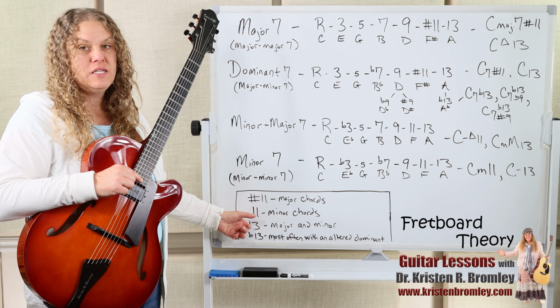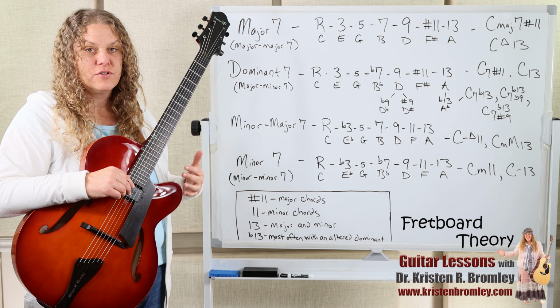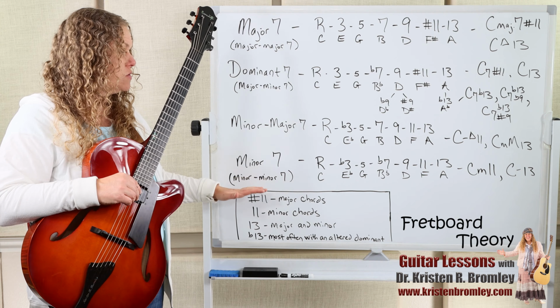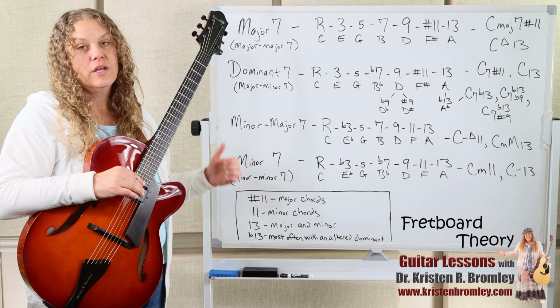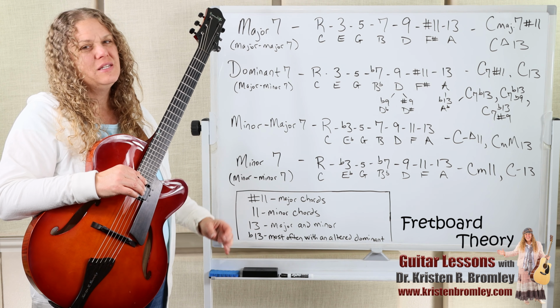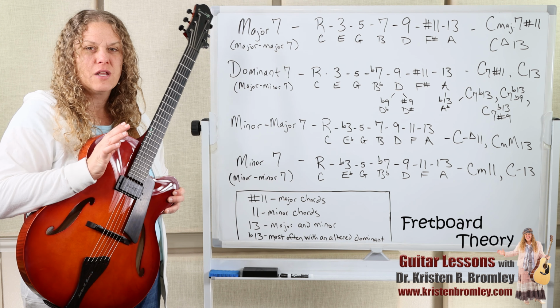The natural 13 can work against any of them, whether they be major or minor. So the major chords, and of course that 11th can go with the minor 7th as well. So the minor chords, we get that 11th. The 13th can go against the major chords or the minor chords, so any of them. And then the flat 13 is usually used against an altered dominant chord for the most part. So we'll kind of go through these.